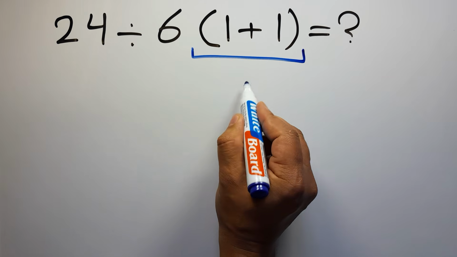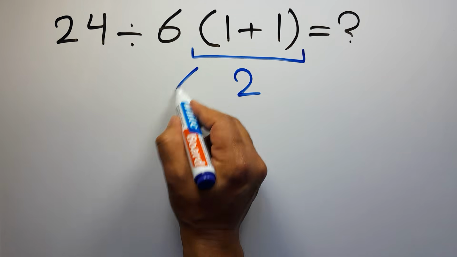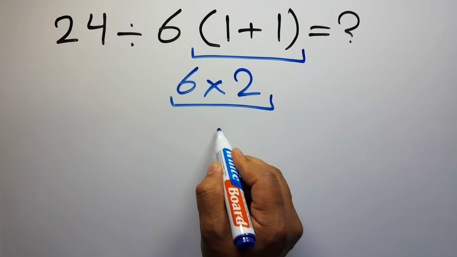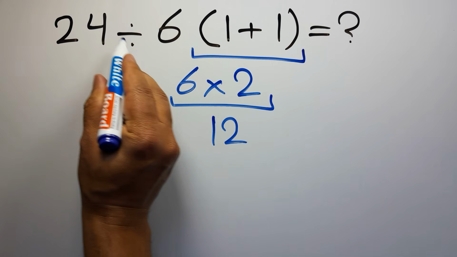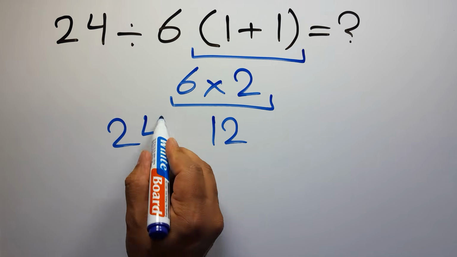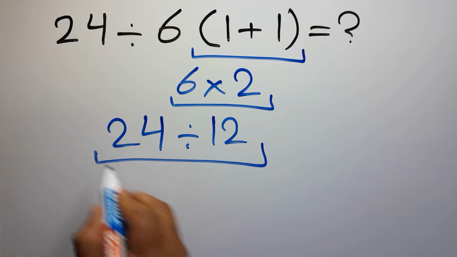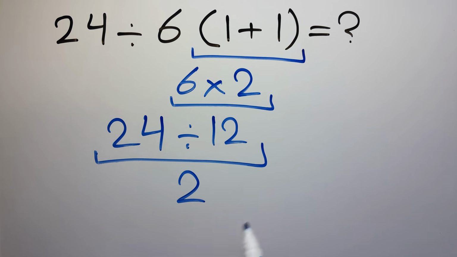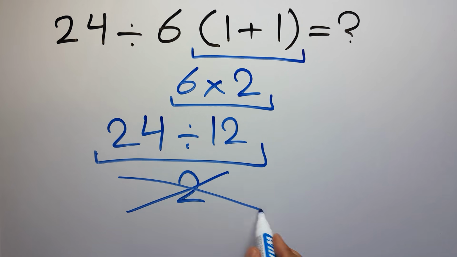1 plus 1 gives us 2. And 6 times 2 equals 12. So 24 divided by 12 equals 2. But this answer is not correct.